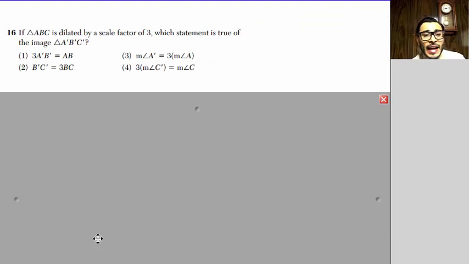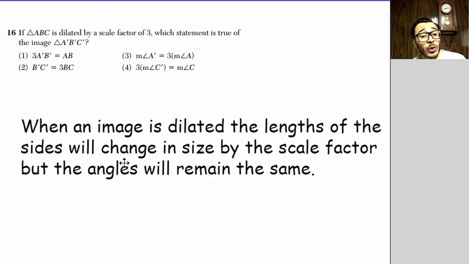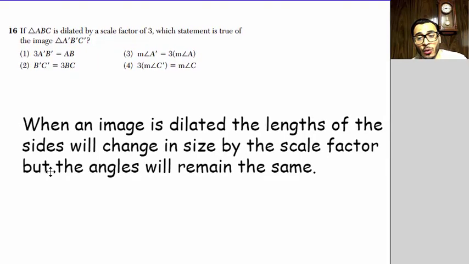Number 16. If triangle ABC is dilated by a scale factor of 3, which statement is true of the image? When an image is dilated, the lengths of the sides will change in size by the scale factor, but the angles will remain the same. So choice 3 is out of the question because it's saying to multiply the angle by 3. And choice 4 is out of the question. So it's between choice 1 and choice 2.